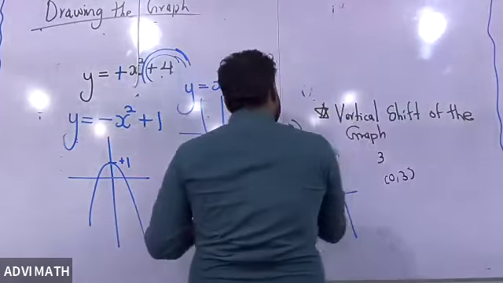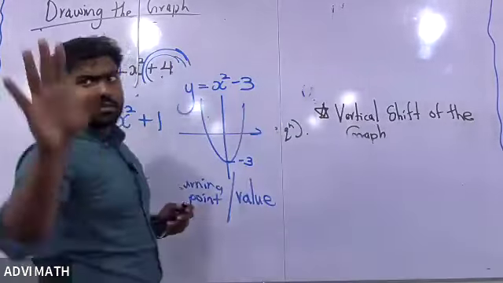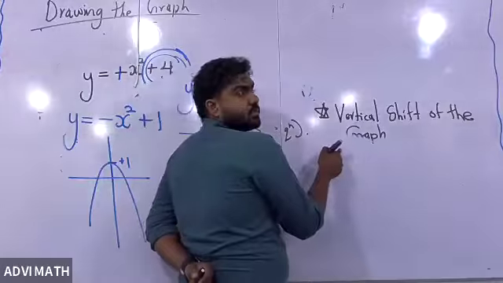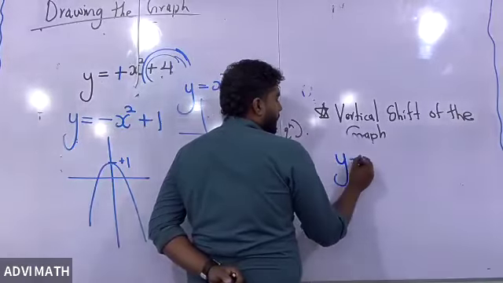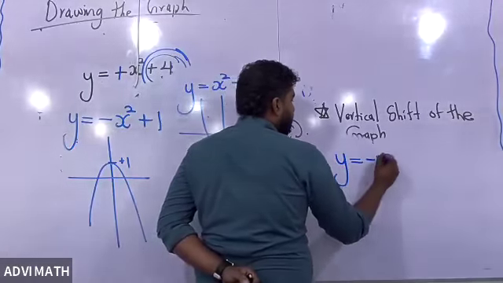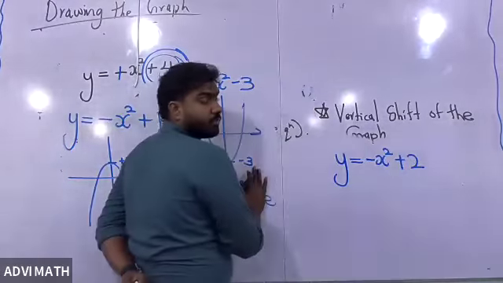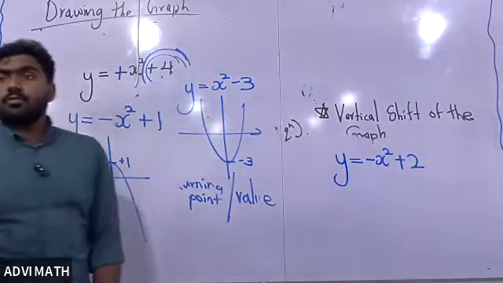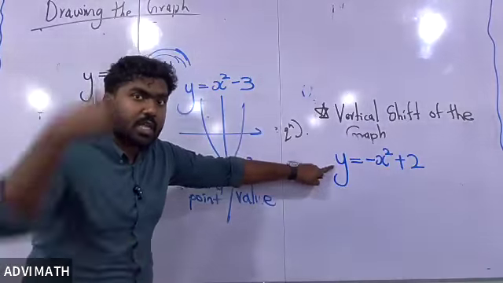Now I'm going to teach you about the vertical shift of the graph. Understand this well. I'm having this; here I say y equals minus x squared plus 2 is my graph. Now I'm asking you, what is the equation of the graph when this graph is shifted 2 units upwards?